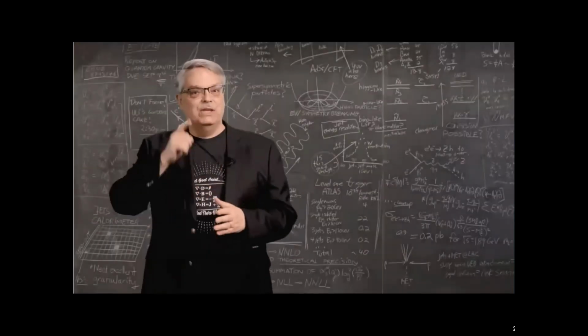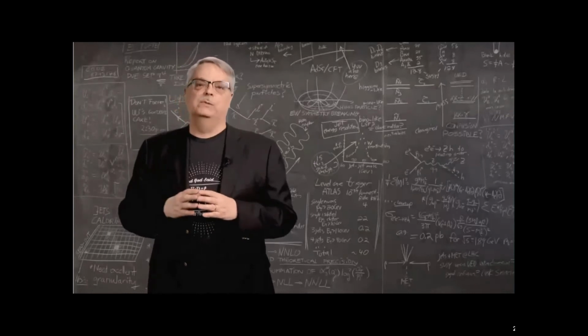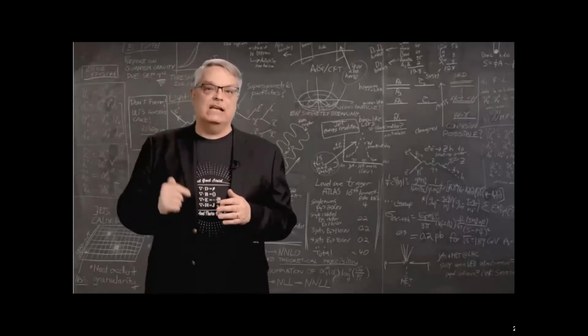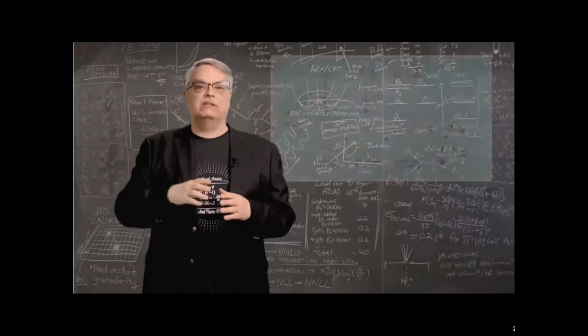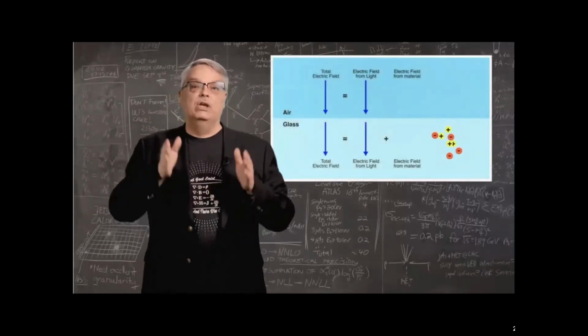And that, my friends, is why light bends when it goes from air to glass. It's not because of many of the ordinary explanations. It's because of how light interacts with glass and changes the glass's properties. And it's because the electric field inside the glass is affected by the arrangements of atoms and molecules in the glass when light hits it.